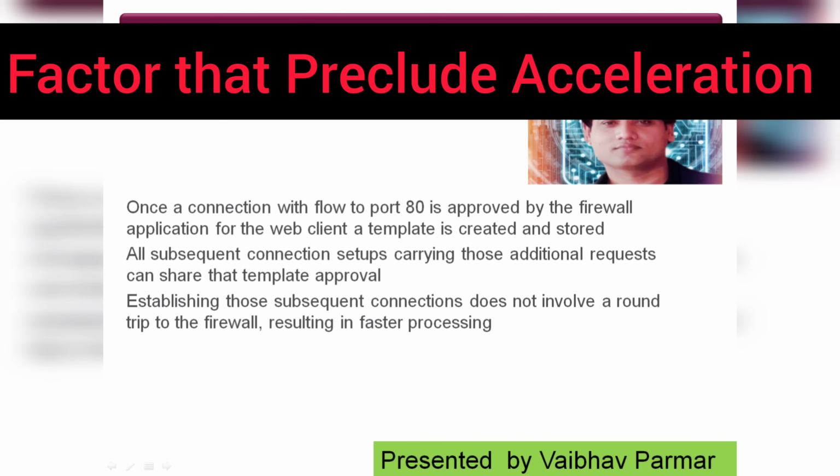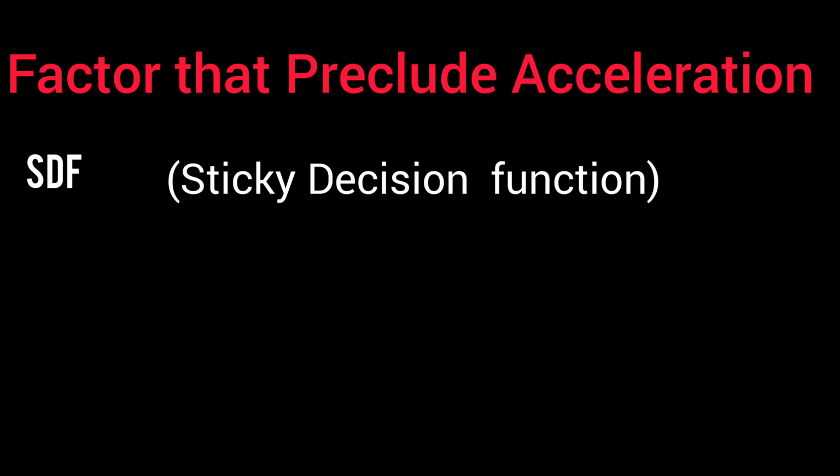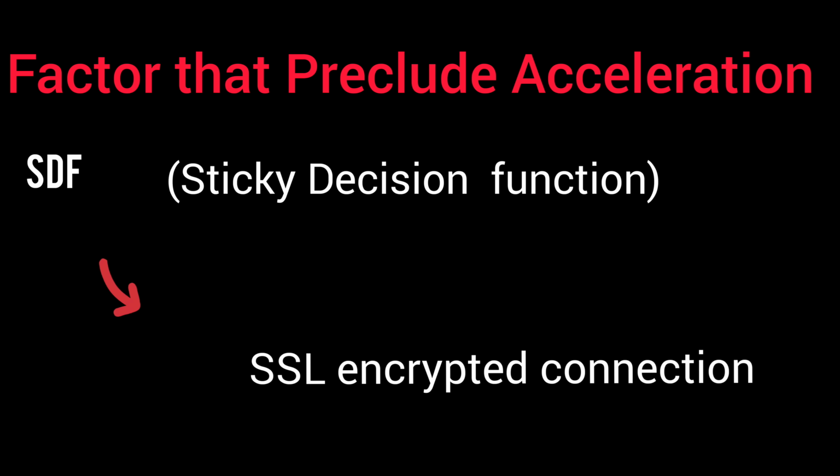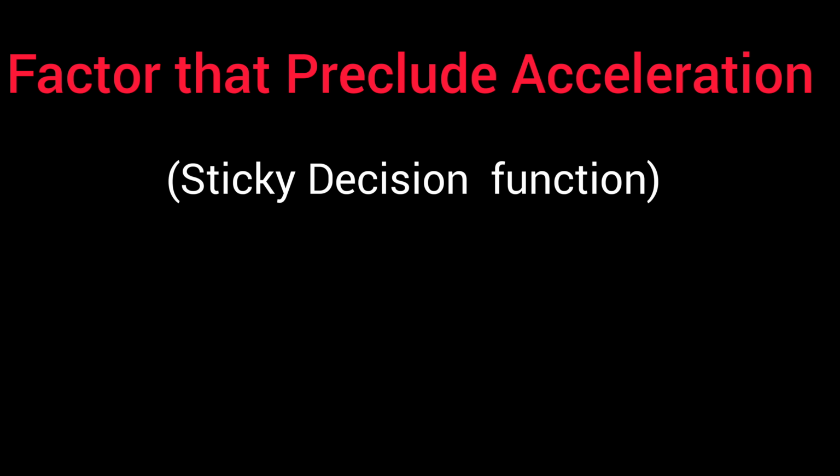Below are the factors that preclude a packet from being accelerated. There are many factors, but these are the main factors. Number one, SDF, sticky decision functions. For example, when you deploy a VPN with a third-party VPN peer, Endpoint Connect, or SSL encrypted connections. We will discuss more on sticky decision function in another video.